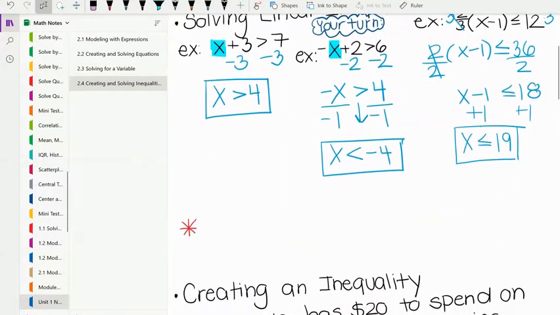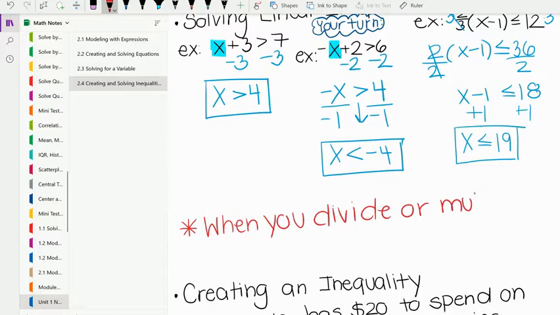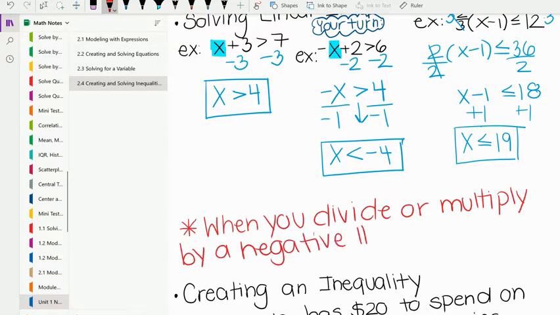So now I'm going to go ahead and put that note that we talked about. So when you divide or multiply by a negative number, you flip the inequality sign. So that's super important to know as we work on these. Okay, so flip inequality sign.